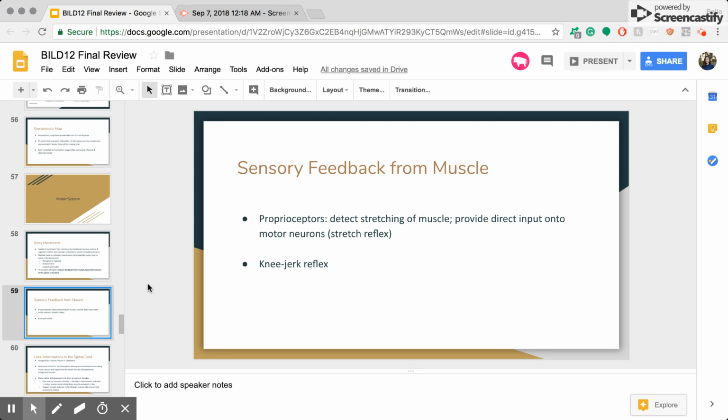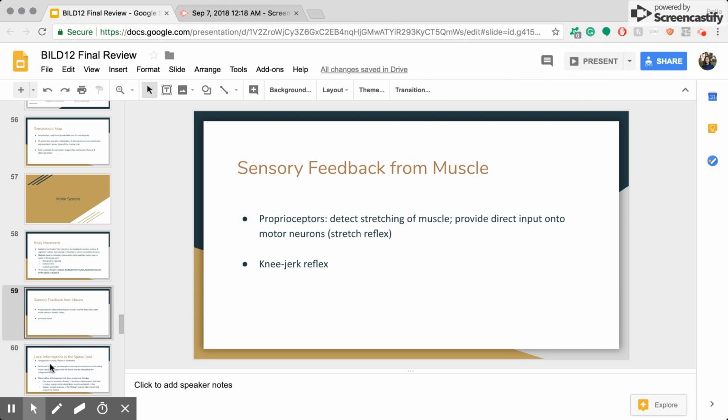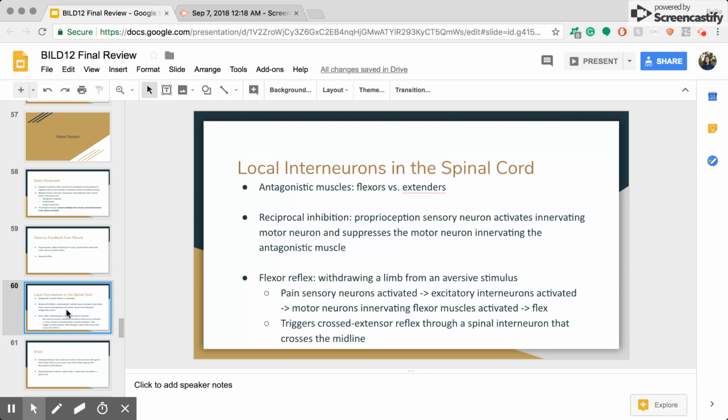If you imagine your knee getting tapped right now, part of your leg stretches and part of it doesn't. It's a cycle that projects from your actual body, through your brain, and back down to your body. You should just know this definition and you should be solid. There are quite a few reflexes here, which is why I don't want to confuse you too much and just want to keep it straightforward. So the next thing is local interneurons in the spinal cord.